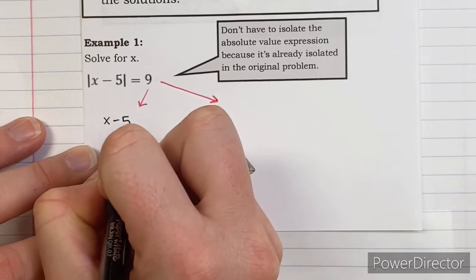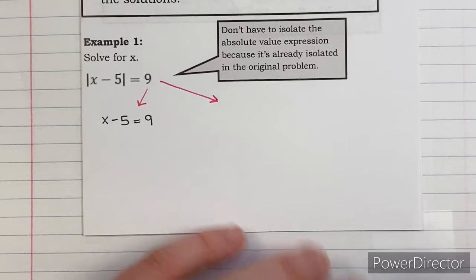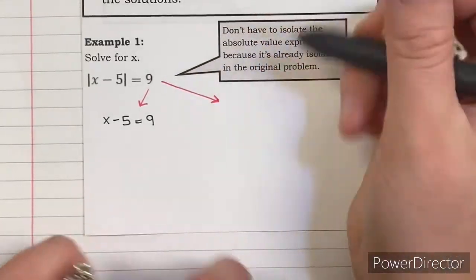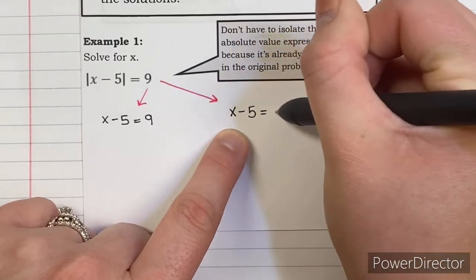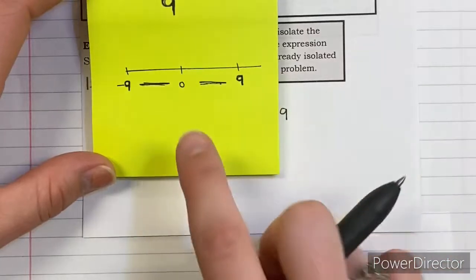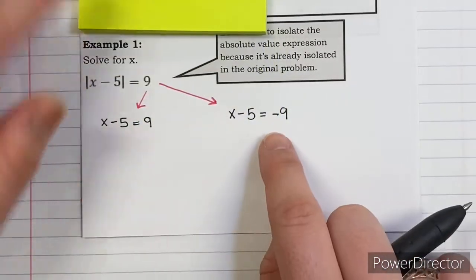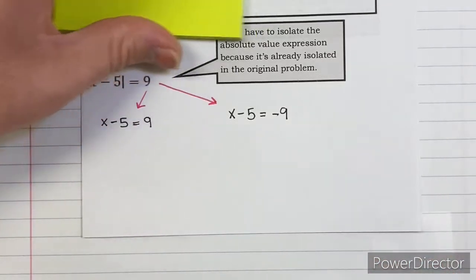So I have x minus 5 is equal to positive 9. I always do the positive one first because that's the first one that I think of. And then this one is going to be x minus 5 is equal to negative 9. Because remember, it could either be positive 9 or negative 9. We don't know which one it is. It could be either one of these. So that takes care of step 2.